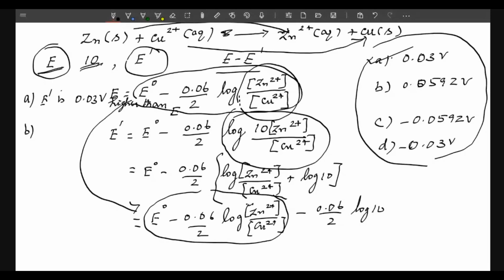What is your answer now? You have derived the final equation: E prime is equal to E minus 0.03. Now, in terms of these distractors, what is the correct answer? E prime is 0.03 volt less than the E is the correct answer. Therefore, it is the same question, but given with different distractors, and the procedure is one and the same.